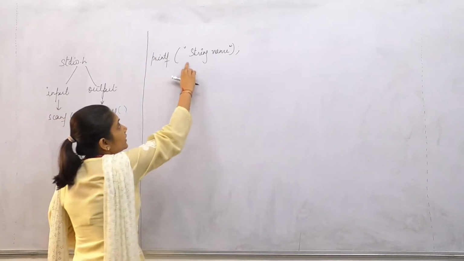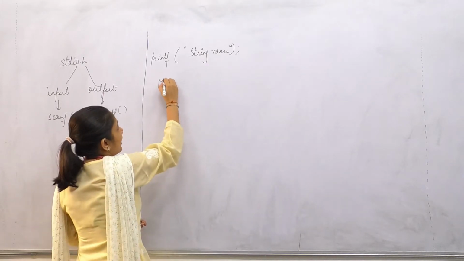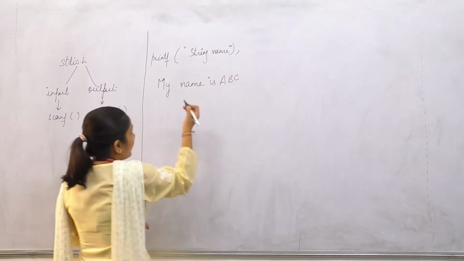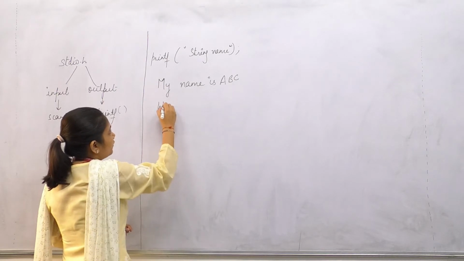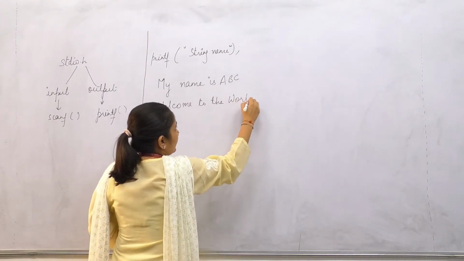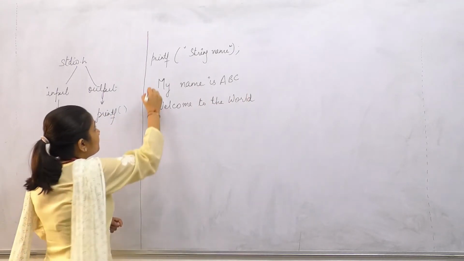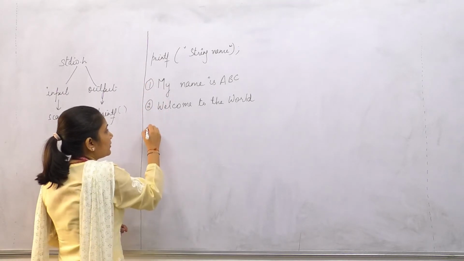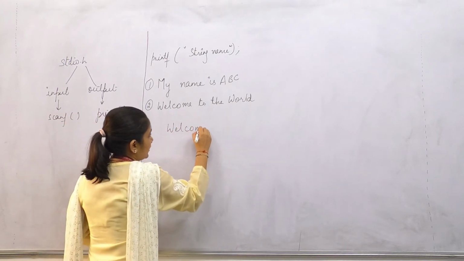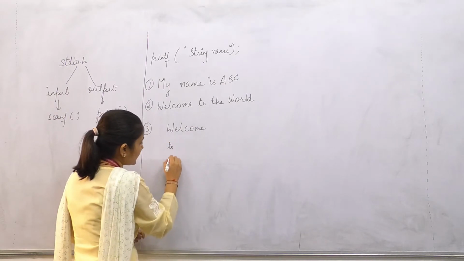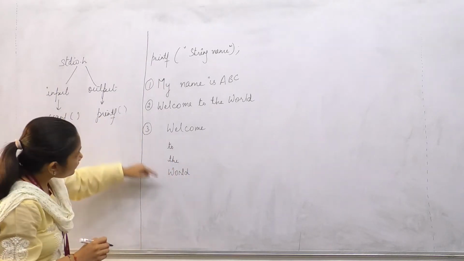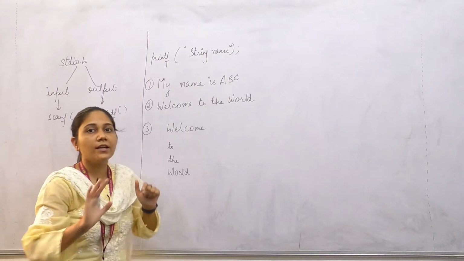Now see, suppose I want to print my name is ABC, or suppose I am writing three sentences. Welcome to the world. First statement is like this, second statement like this, and the third like this. Welcome, in the next line I want to write to, in the next line I want to write the, and in the next line I want to write world. In this way I want to print these three statements on my screen.